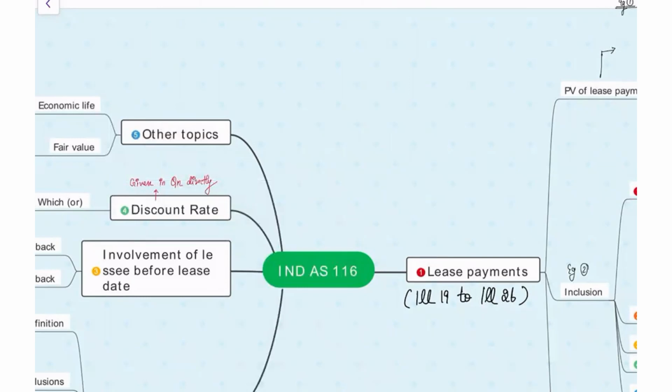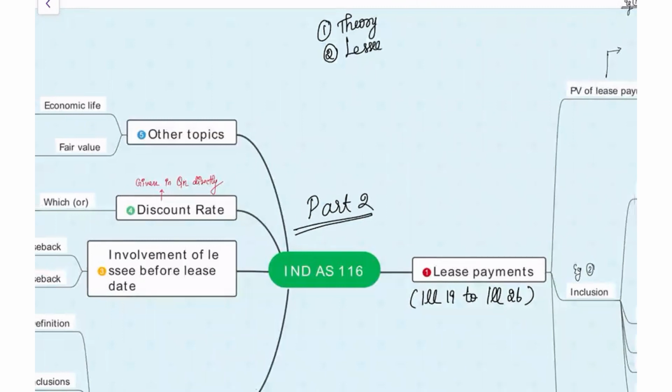So this is part 2 of your IND 116, which is your leases. Like I told in the first video itself, in the first video we have discussed the complete theory related to this chapter, the basic theory. In the second part, which is this part, we are going to discuss the complete lessee accounting, which also includes your lease modifications. And after that, in part 3, we are going to discuss the lessor accounting and the rest of the miscellaneous topics, right? Okay. So without any further ado, let's begin with the video.